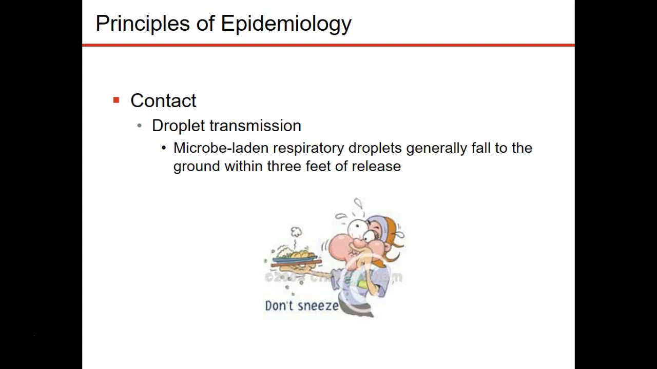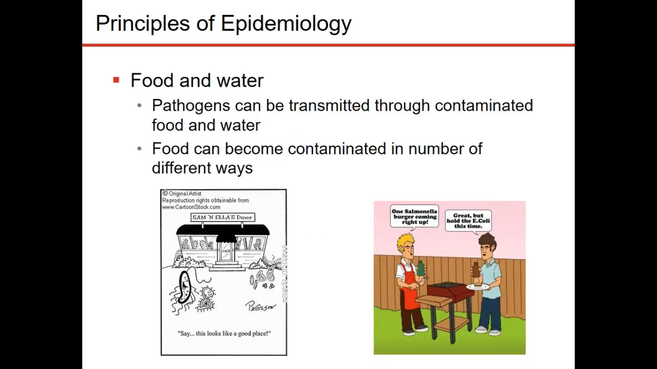Droplet transmission. This is another type of indirect contact where you are maybe sneezing or coughing, and the droplets will hang in the air. Even if you weren't in the area where the sneeze occurred, you can still breathe in those droplets with the potential pathogen.